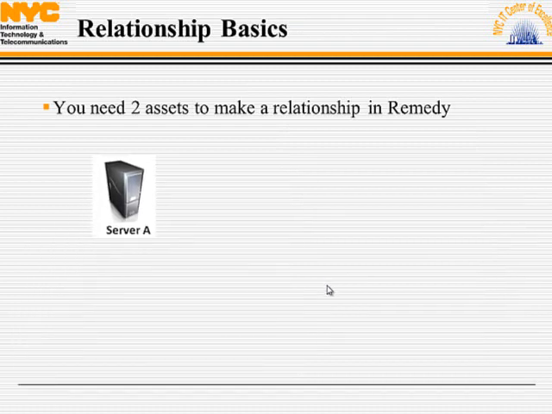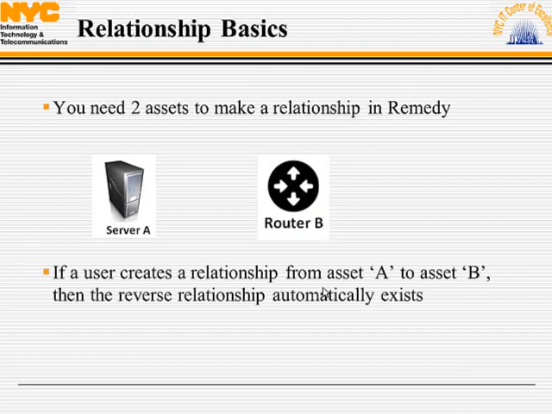All right, so let's say, for example, we have server A and we have a router here. And if we go into Remedy and we create a relationship, if a user creates the relationship from that server A to router B, which we're going to indicate with this arrow right now, I want you to pay attention to the type of arrow. This is actually not the particular convention that we use. This is just showing that the server A has been related to router B.